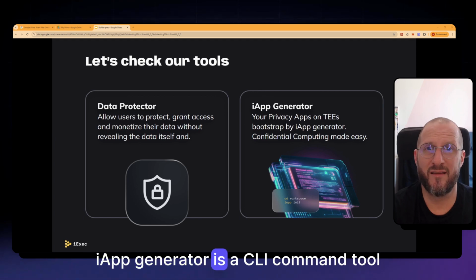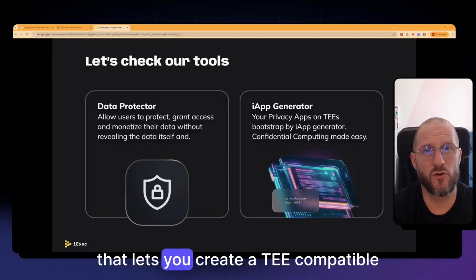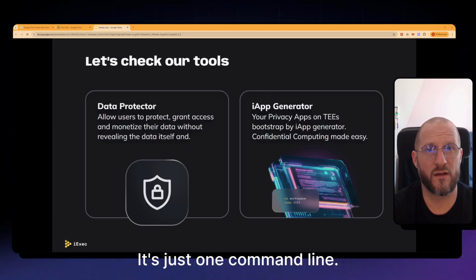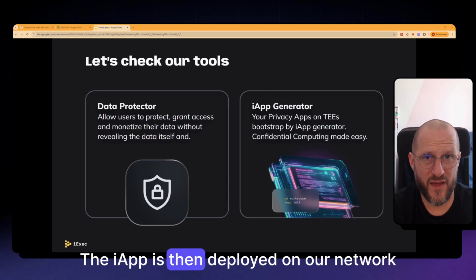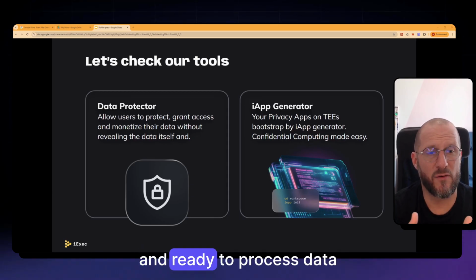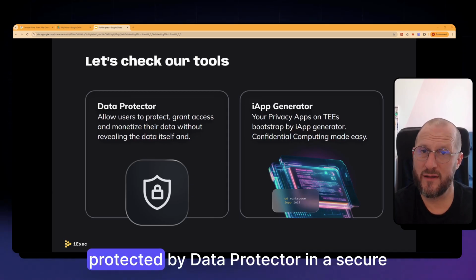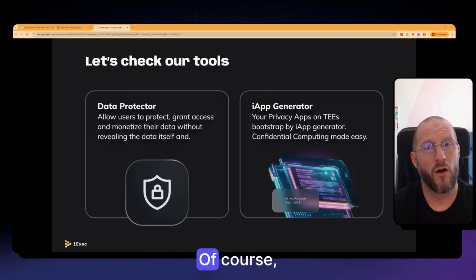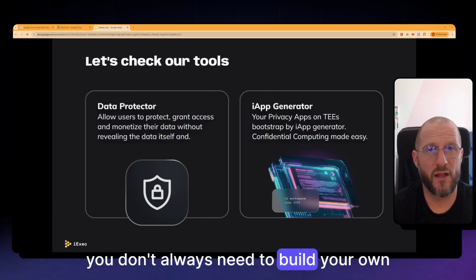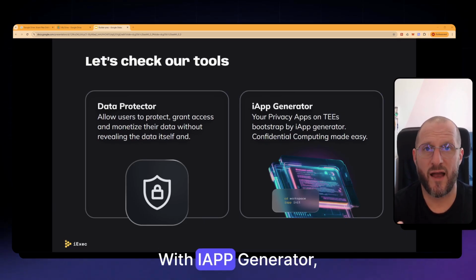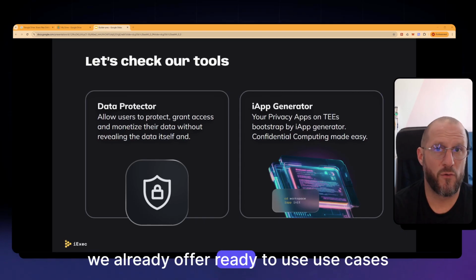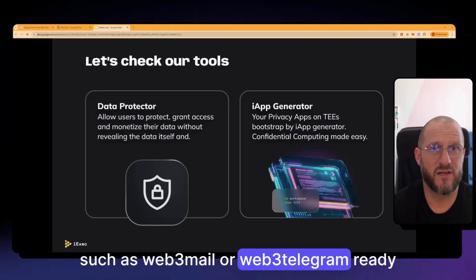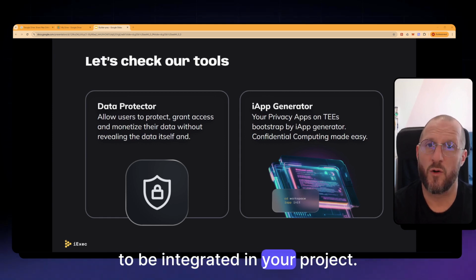iApp Generator is a CLI tool that lets you create a TEE-compatible application in just one command line. The app is then deployed on our network and ready to process data protected by DataProtector in a secure and private environment. Of course, you don't always need to build your own iExec application with iApp Generator. We already offer ready-to-use use cases such as Web3 Mail or Web3 Telegram, ready to be integrated in your project.